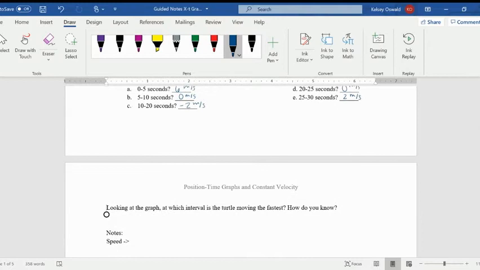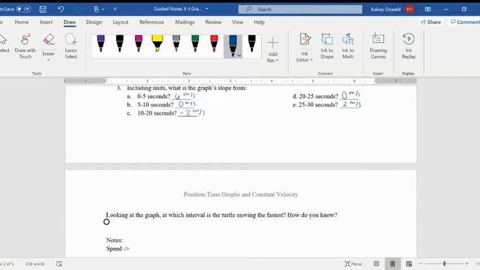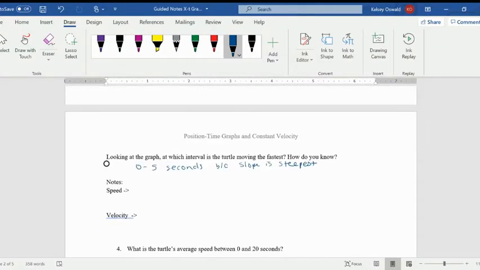When we look at our graph, or data, at which interval is our turtle moving the fastest? To figure that out, we want to find where our slope is the greatest. That's going to be from 0 to 5 seconds, because the slope is the steepest, so we are traveling the most meters for every 1 second. Our slope gives us information on two different things: our speed and our velocity.